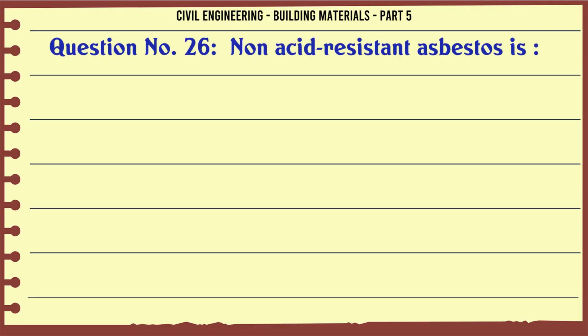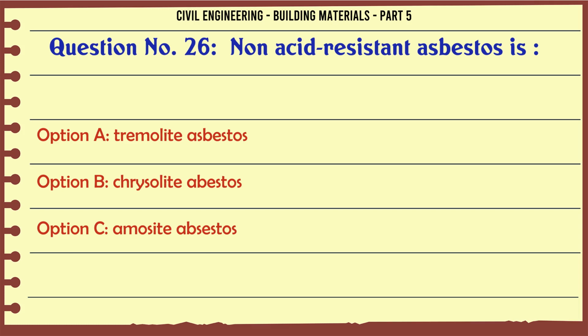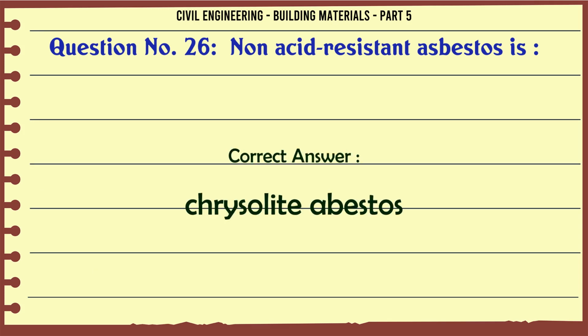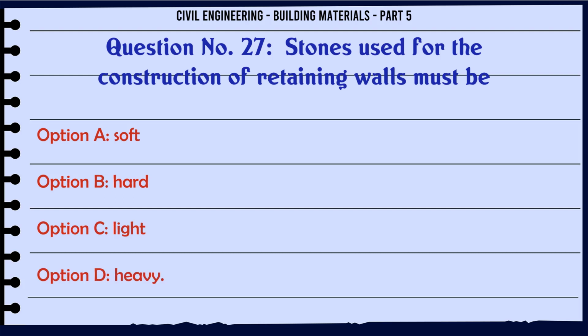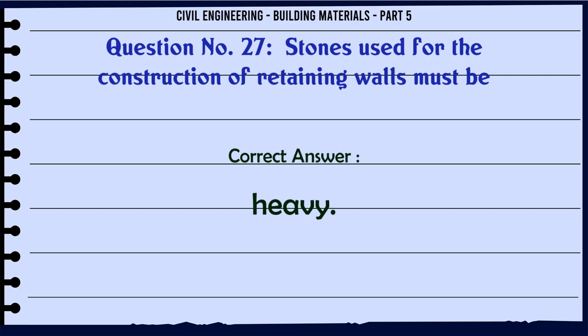Non-acid resistant asbestos is A. tremolite asbestos, B. chrysolite asbestos, C. amosite asbestos, D. none of these. The correct answer is chrysolite asbestos. Stones used for the construction of retaining walls must be A. soft, B. hard, C. light, D. heavy. The correct answer is heavy.